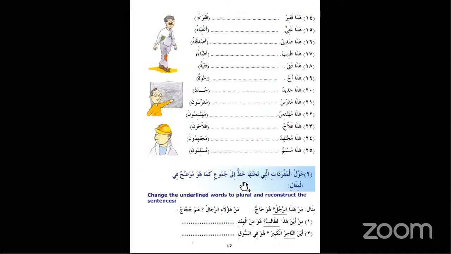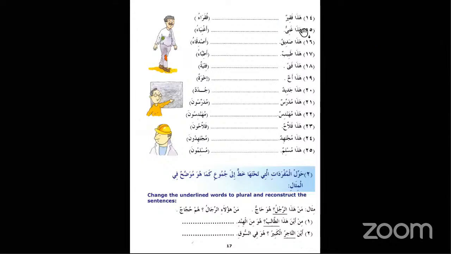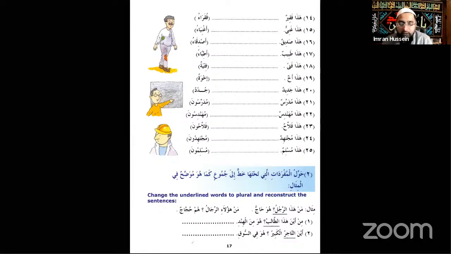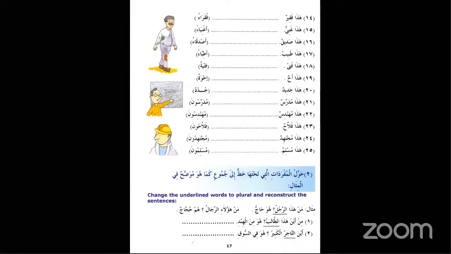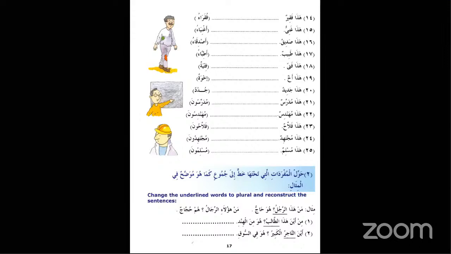Sister Shireen, iPad. Assalamu alaikum. Alaikum salam. Can you read number 14? This is poor, these are poor. Faqir is the poor. This is a needy man or poor man, and these are poor men. This is a rich man, a rich person. These are rich persons. This is a friend. These are friends.